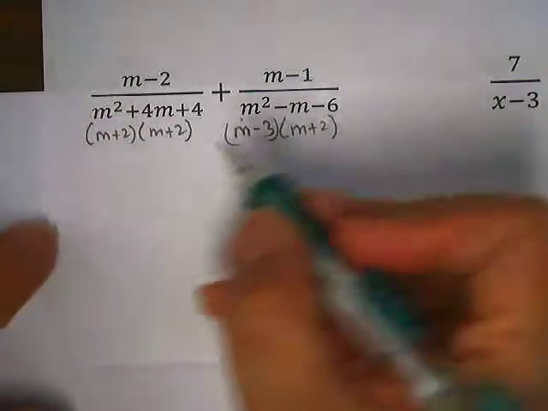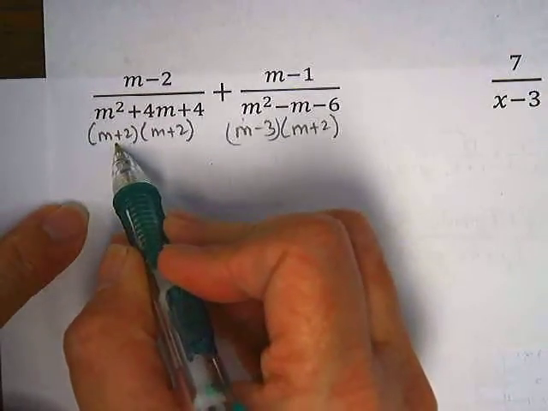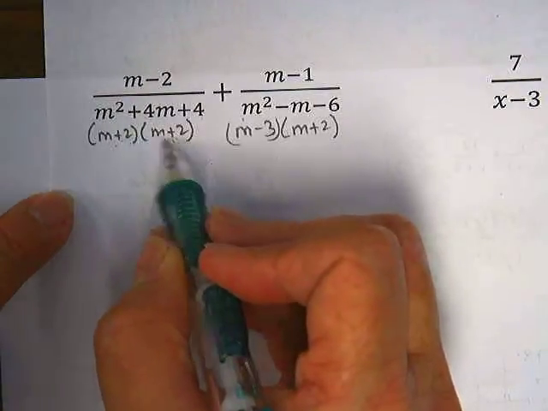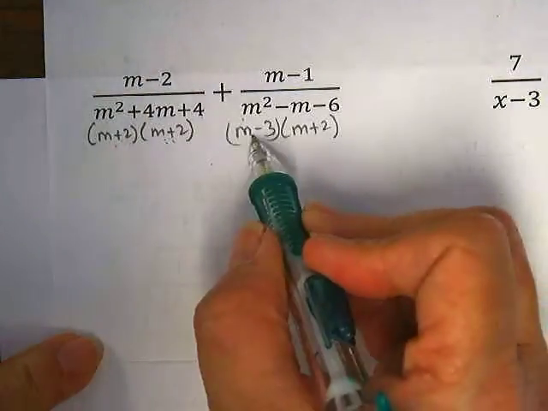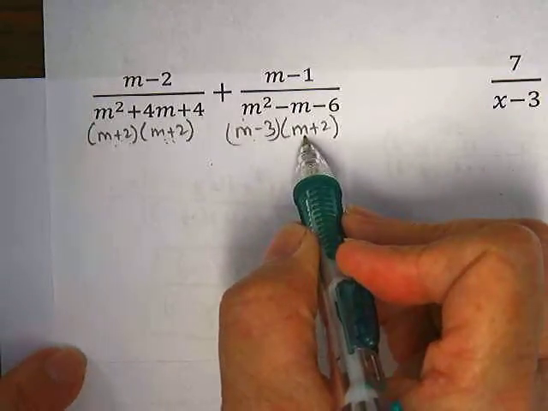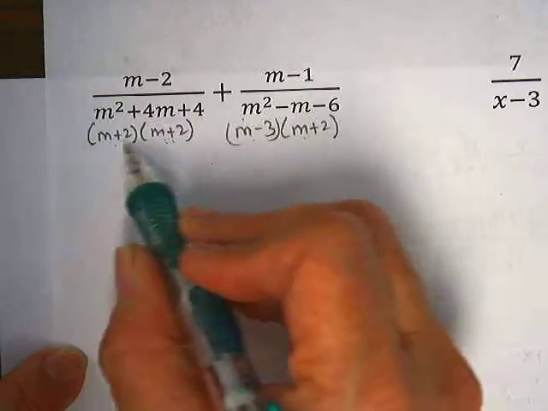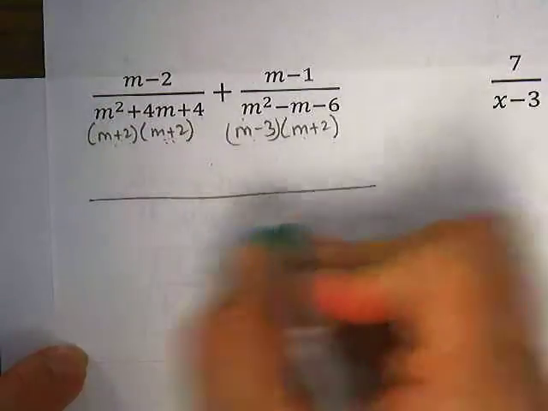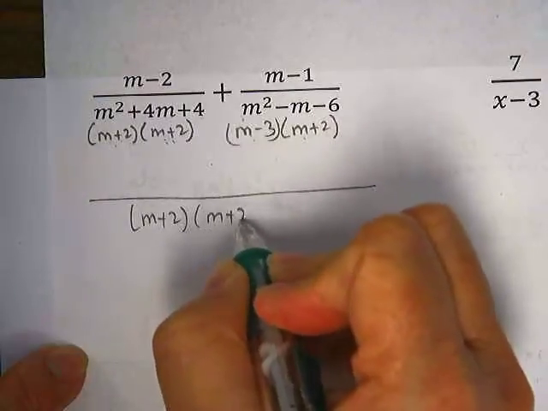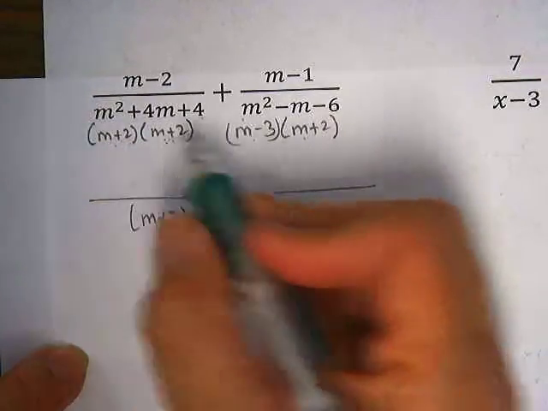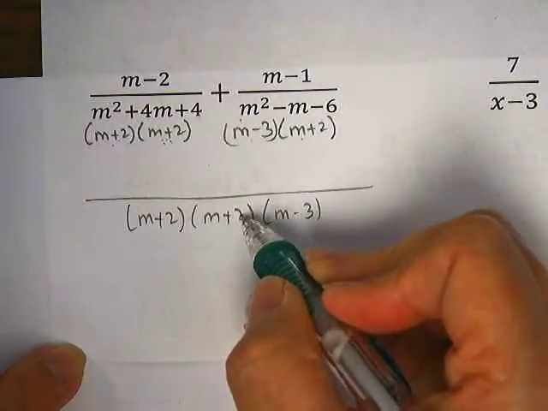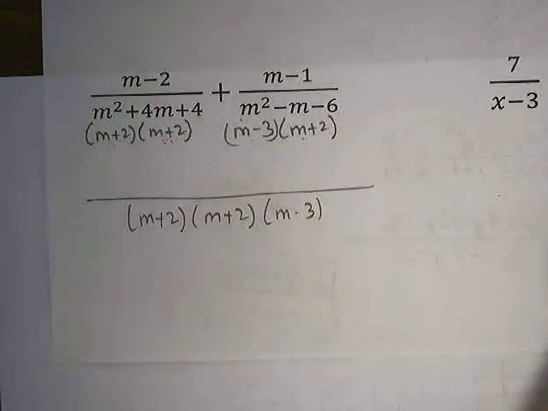Okay, so our least common denominator needs to have an m plus 2 and another m plus 2 because there's 2 in this fraction. So we need both of those in our lowest common denominator. We also need an m minus 3. And look, another m plus 2. We will have already put that in from this fraction. So our lowest common denominator is m plus 2, m plus 2. So that covers both of those terms. Now we need an m minus 3. And this m plus 2 we've already thrown into our lowest common denominator.